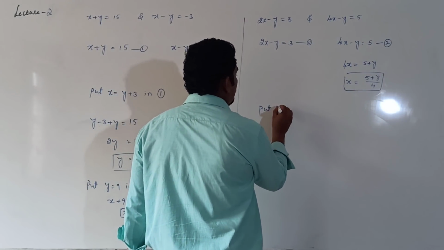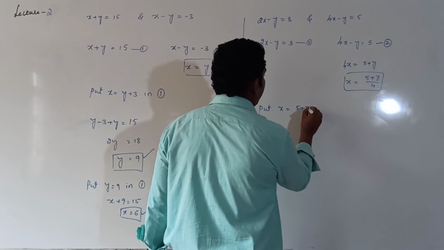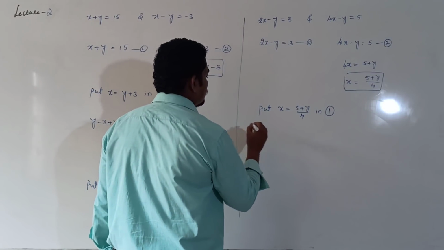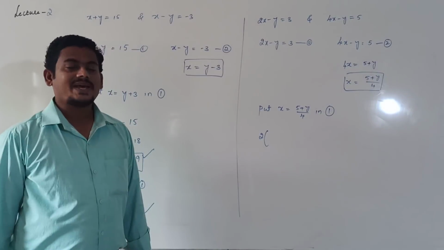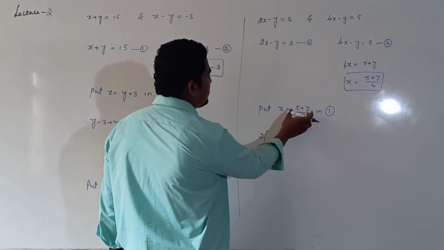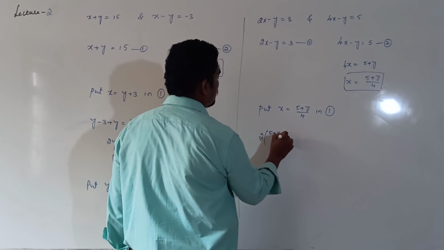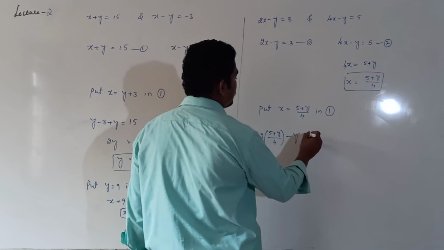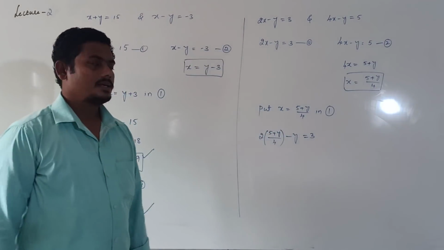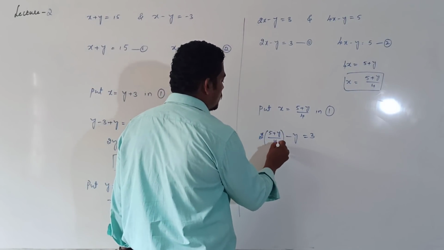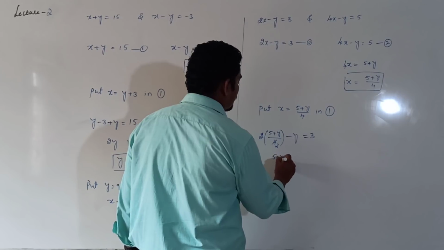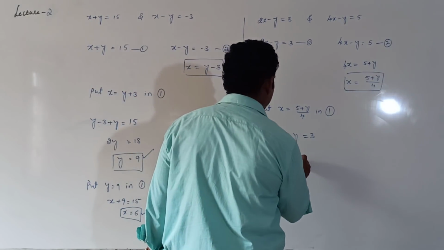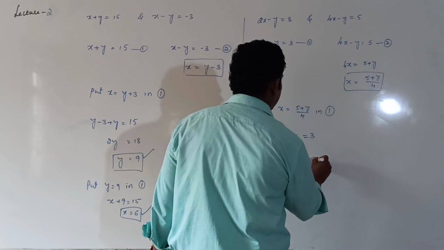Now put x equal to (5 plus y) divided by 4 in equation number 1. 2 into, replace the x value. In place of x, put (5 plus y) divided by 4, minus y equal to 3. After that, 2 ones are 2, 2 twos are 4, so we get (5 plus y) divided by 2, minus y is equal to 3.